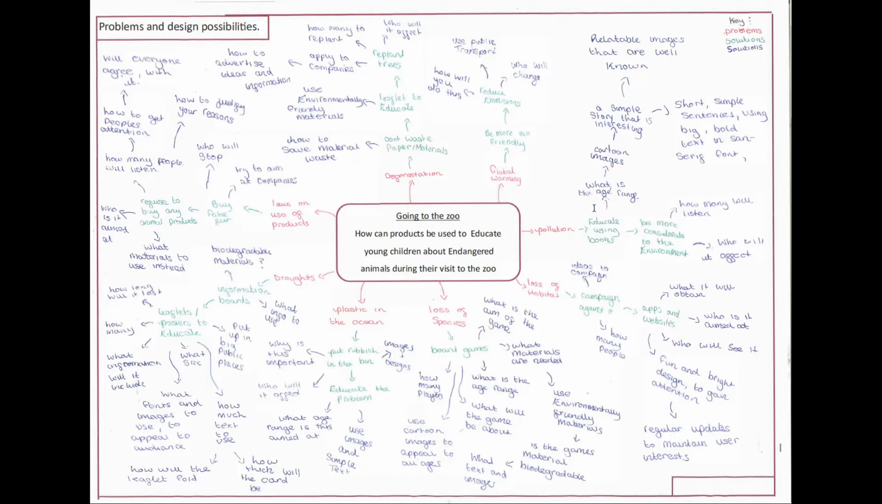And if we look at that, they've gone off and said, okay, if you're going to educate using books, what's the age range of the people who are going to read the books? Cartoon images, a simple story that's interesting. They're going to have relatable images, short, simple sentences, using bold fonts. So mostly they've not really answered questions there. They've said, what is the age range? They've not answered that. That's a question, something they can investigate later on.